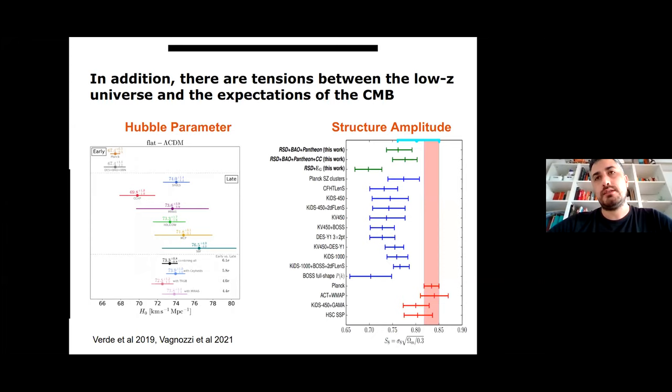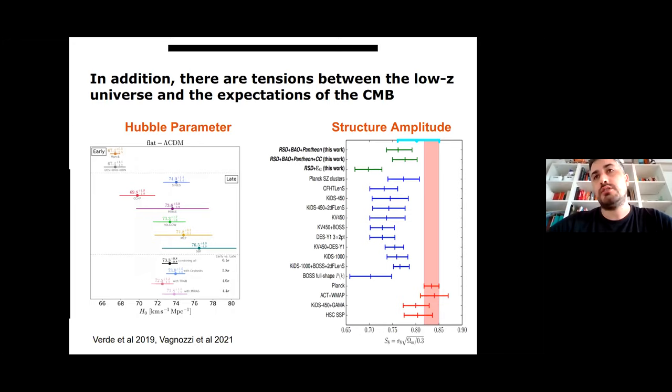So measurements from the CMB and Planck tend to predict a universe that's much more clustered than what is simply indicated by low redshift probes like clusters and lensing, right? So this is highlighted by these blue points here. Still, this tension is at about 1.5 and perhaps even 2 sigma. So it could be a statistical fluctuation, or maybe it is pointing towards the first clear indication of physics beyond lambda CDM.